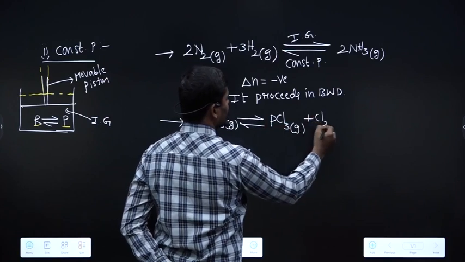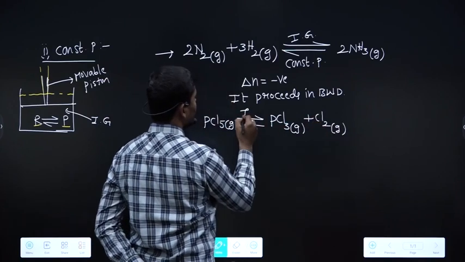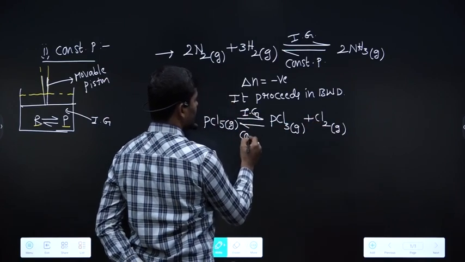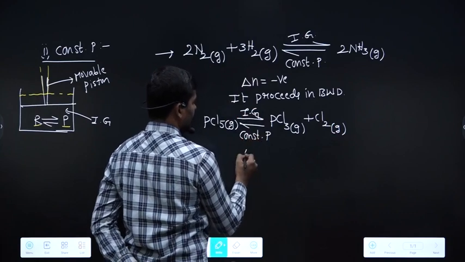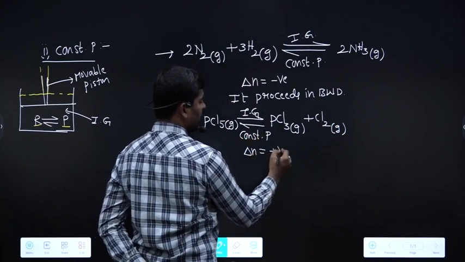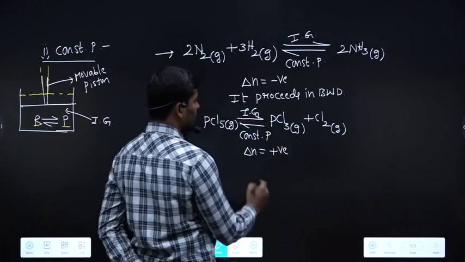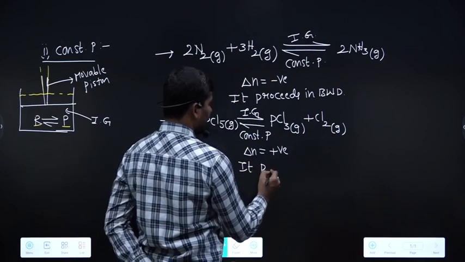So what about this? We are adding inert gas at constant pressure. For this, delta N is positive. So it proceeds in which direction? Forward direction.